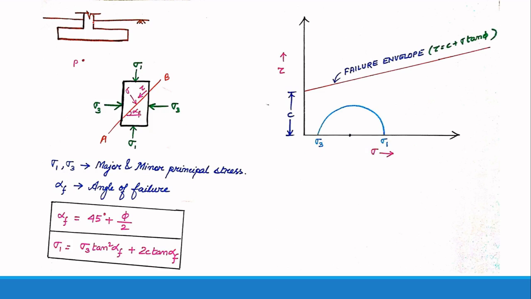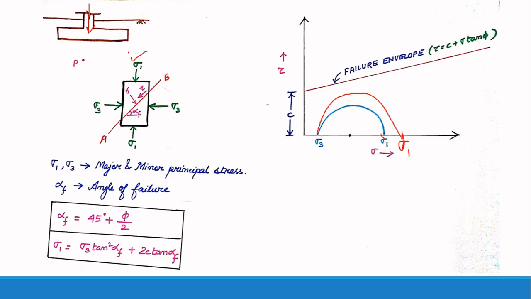Now let us suppose that the load coming from the foundation is increased. Obviously sigma 1 will increase. So now instead of having sigma 1 over here, I will have sigma 1 say over here. If I draw the Mohr circle, it will be something like this. Here I have sigma 3 and here sigma 1. Till now you can see that the Mohr circle is below the failure envelope. In both the cases the Mohr circle was below the failure envelope.